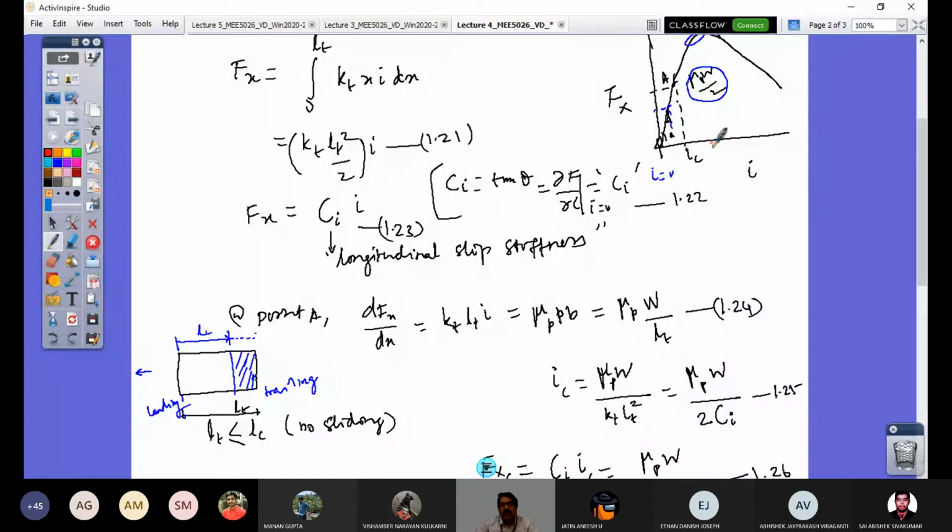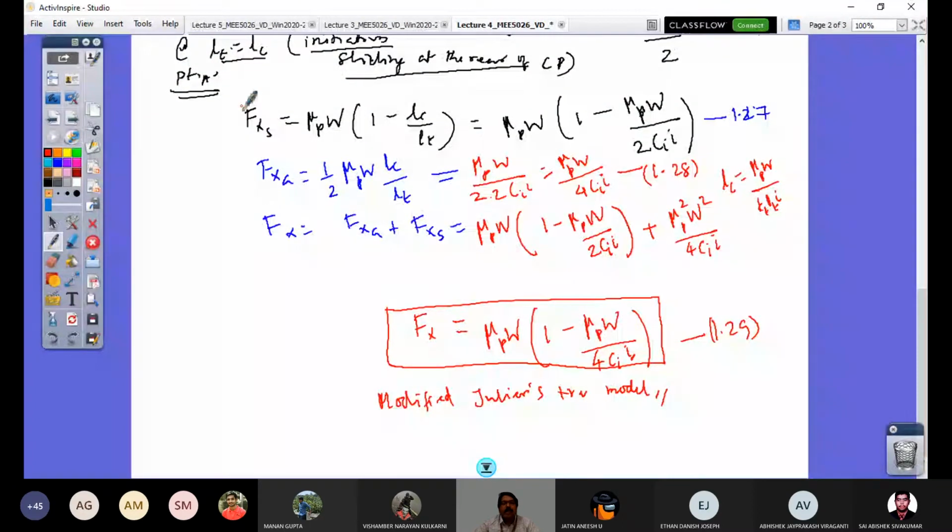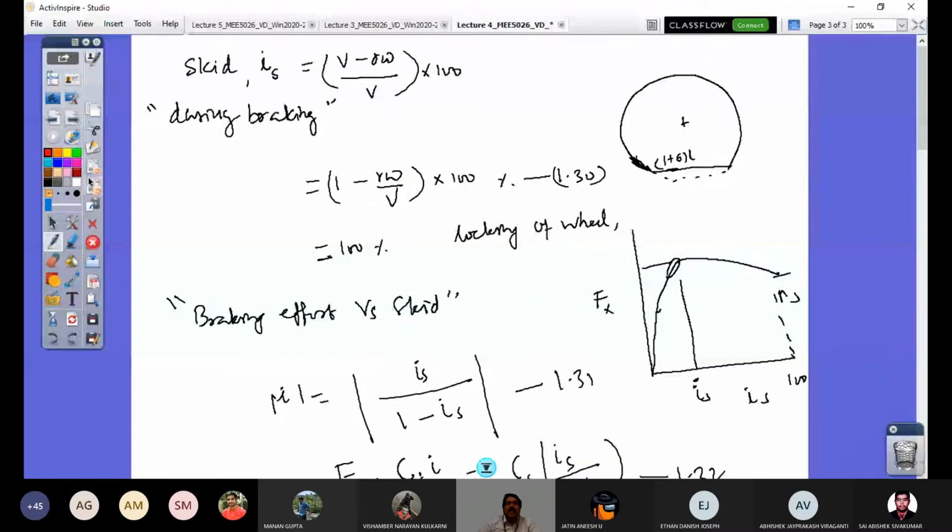We were able to derive Julien's tire model considering both the adhesion region as well as the sliding region, and we derived this expression. This is the tractive effort in the simplified model that we have seen. Then we defined an important definition called skid. So what is skid? Skid occurs whenever a braking torque is applied. If this is my forward direction initially, the braking torque will be in the opposite direction.